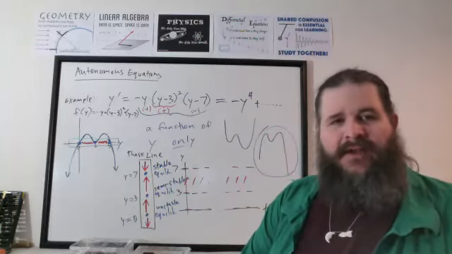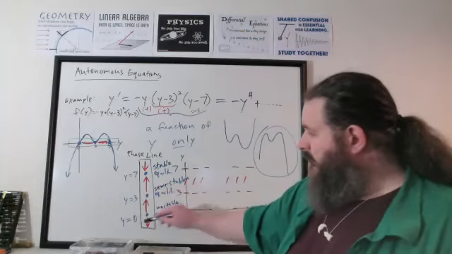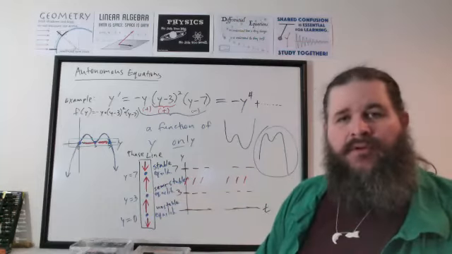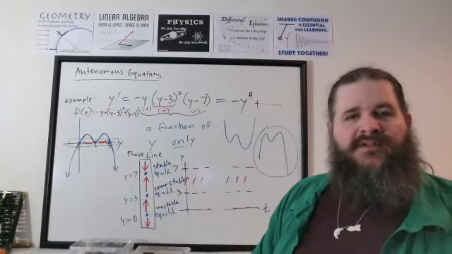So that would be the phase line. It tells us, just based on these arrows, what type of equilibrium we're looking at. Any questions on that so far?